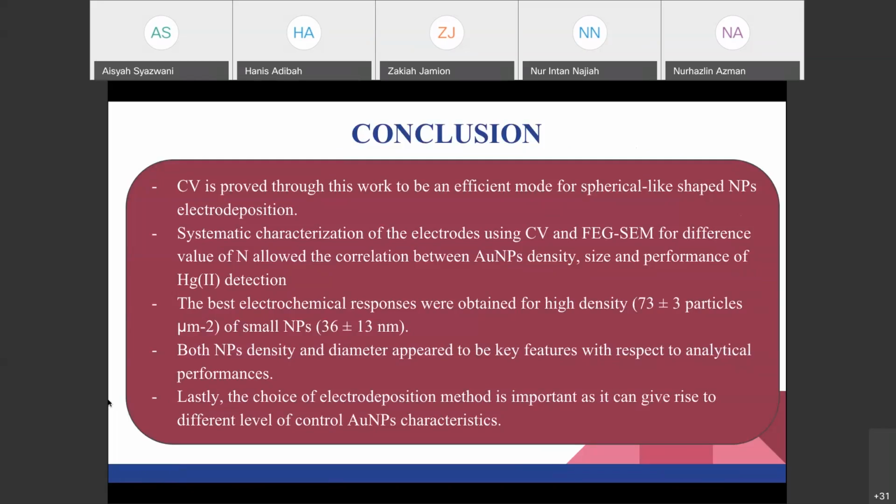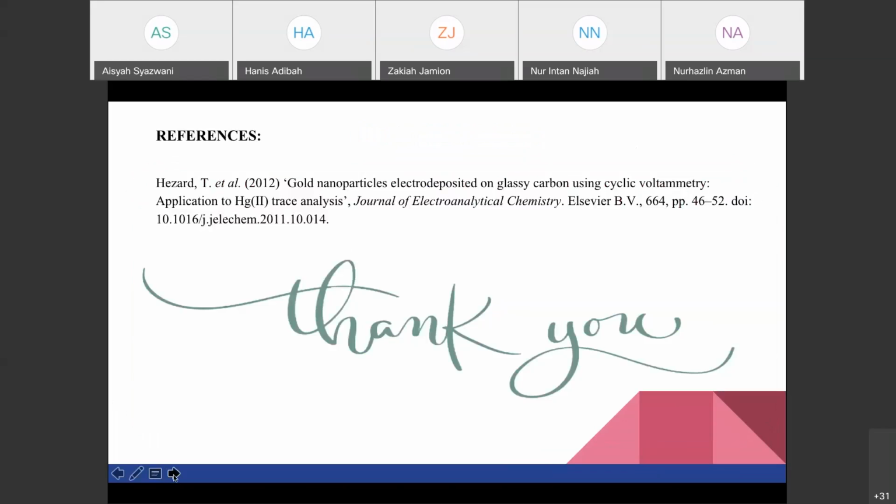The best electrochemical response was obtained for a high density of 73 plus minus 3 particles per micrometer squared and of small nanoparticles at 36 plus minus 30 nanometers. Both nanoparticle density and diameter appear to be key features with respect to analytical performance. Lastly, the choice of electrodeposition method is important as it can give rise to different levels of control over nanoparticle characteristics. That's all from us. Thank you.